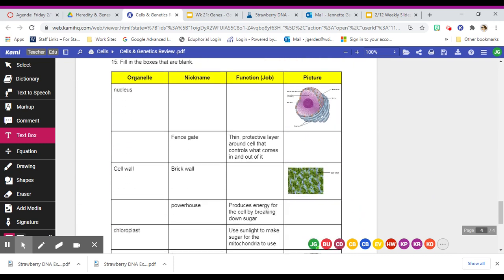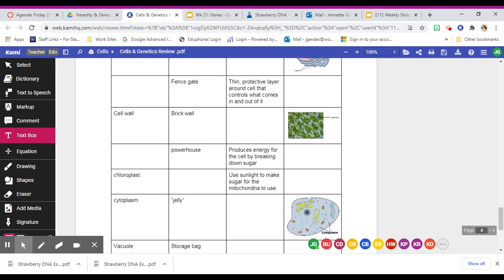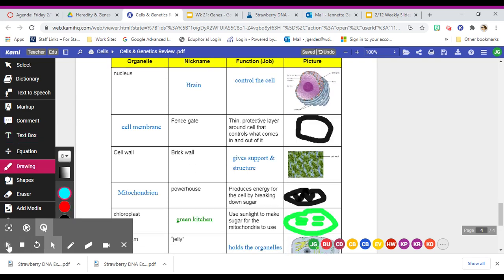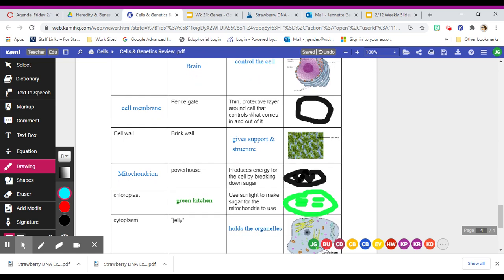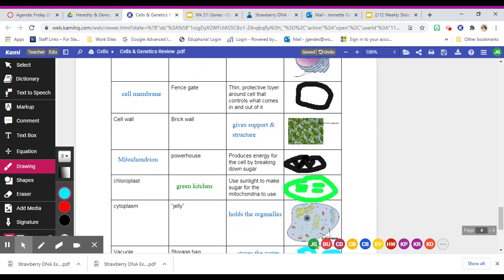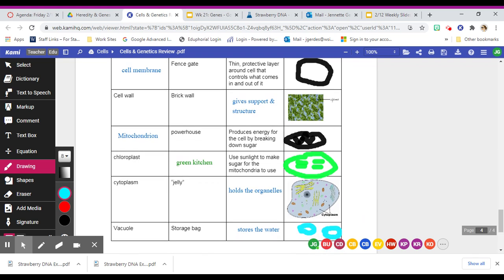Okay, and then 15, you have this table to fill in. I'm going to fill it in, and I'll be right back. Okay, so we have the nucleus, which is the brain, and it controls the cell. Okay, the cell membrane is the fence gate. It's the thin protective layer around the cell that controls what comes in and out. So it's just the layer around, so it's just an outline. The cell wall is the brick wall or the bones, and it gives support and structure. And remember, it's on the very outside of the cell.